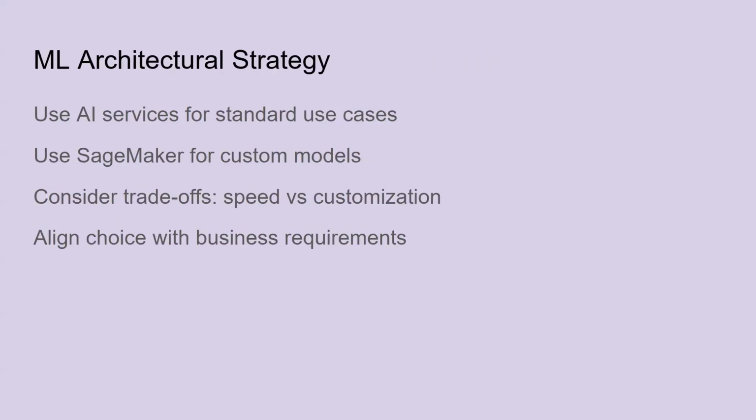Now your architectural strategy for machine learning. You use AI services for standard use cases. You use SageMaker for custom models. Consider trade-offs, as in speed versus customization. And then you align your choice with the business requirements that it is going to fulfill.